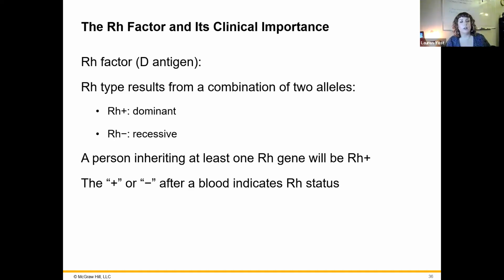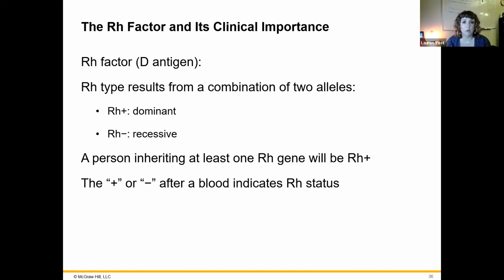So Rh factor, they also call it the D antigen. This is a positive or a negative. Positive is a dominant thing. So you can have a gene from your mom that is a positive and a gene from your dad that is a negative. And then when you have one of each, the positive is what's expressed. So your cells will be considered positive. They're dominant. They're going to be expressed over the negative.